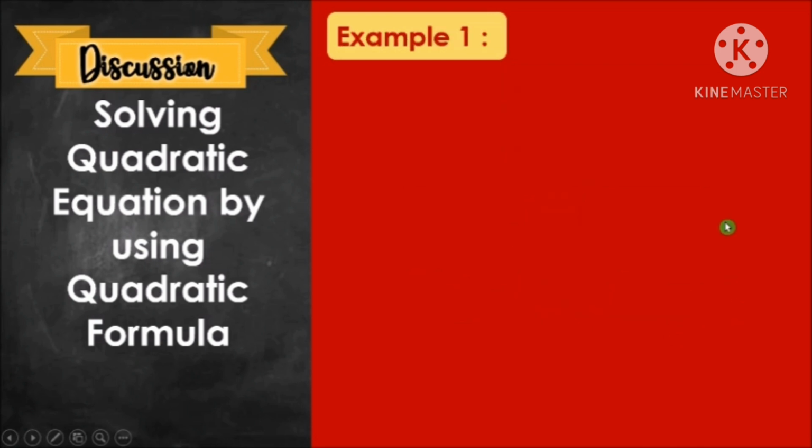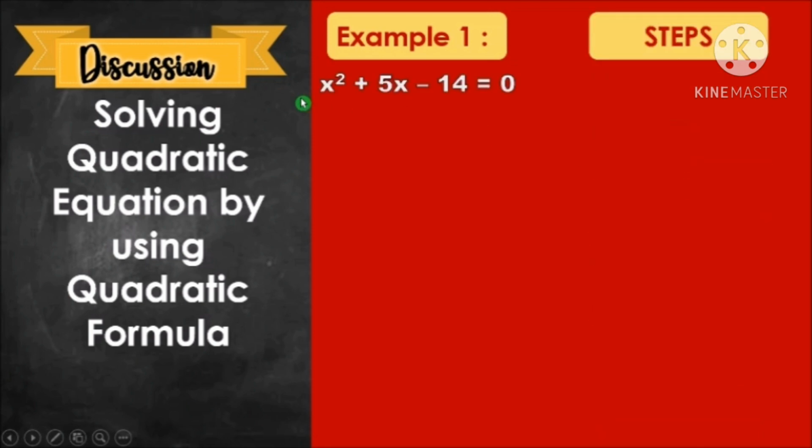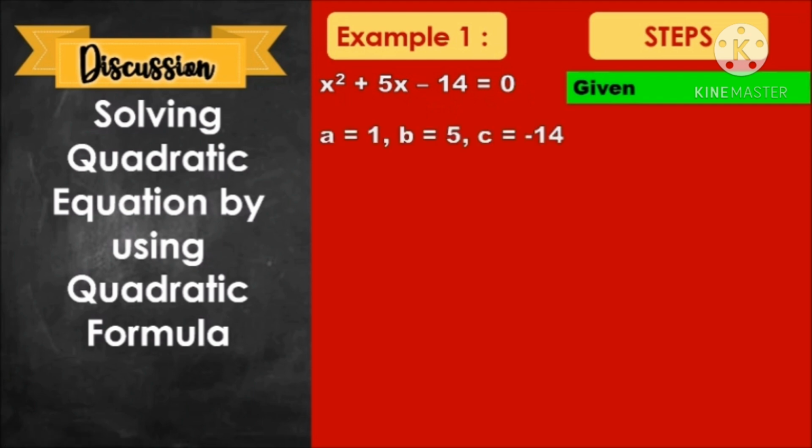So let's now use the quadratic formula in example number 1. We have x squared plus 5x minus 14 equals 0. And this is our given. Kung i-inspect natin ang ating given, this is already equated to 0, and we can now get the value of A, B, and C.